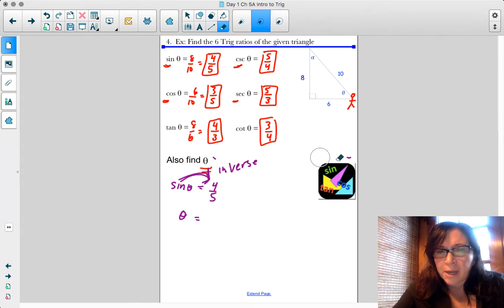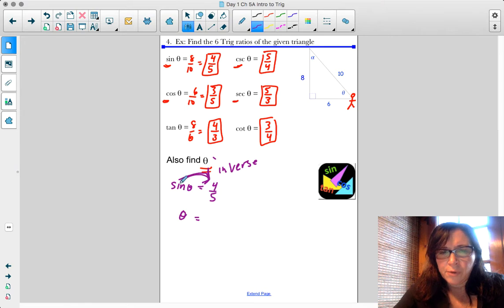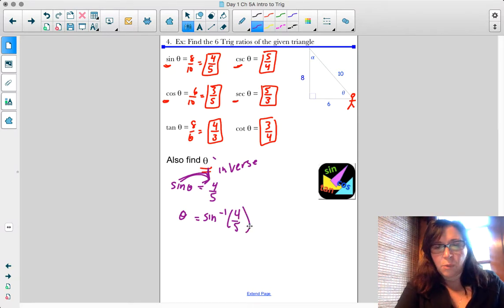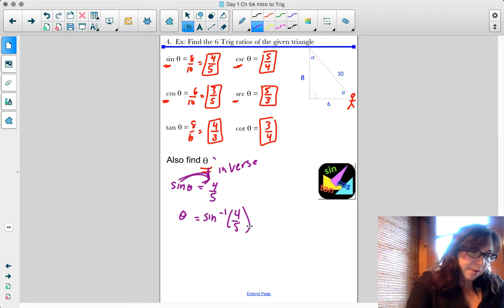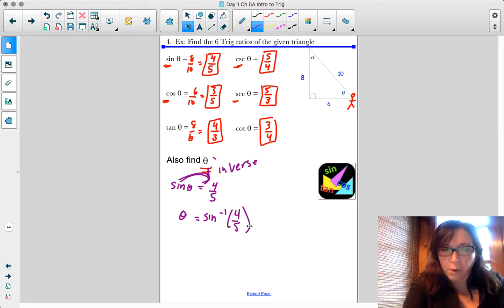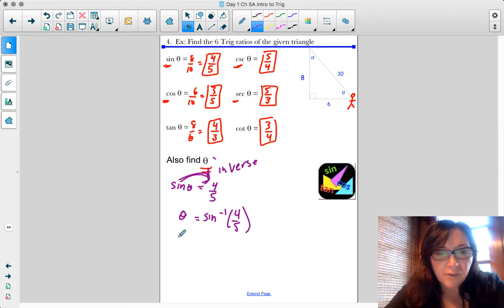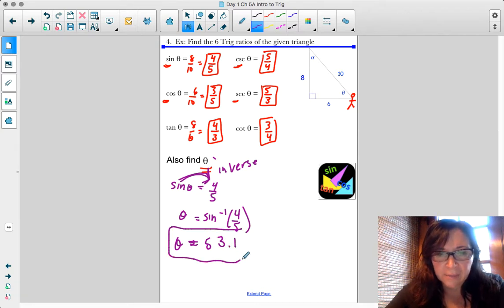So for this problem right here, we're moving this to the other side. Anytime you move something to the other side, that's finding the inverse. So you have theta equals arcsine of 4 over 5. Depending on what calculator you have, I'm going to go 4 divided by 5, which is just 0.8, and take arcsine of 0.8. By doing that, I get 53.1. So theta is equal to approximately 53.1 degrees, and I'm done.